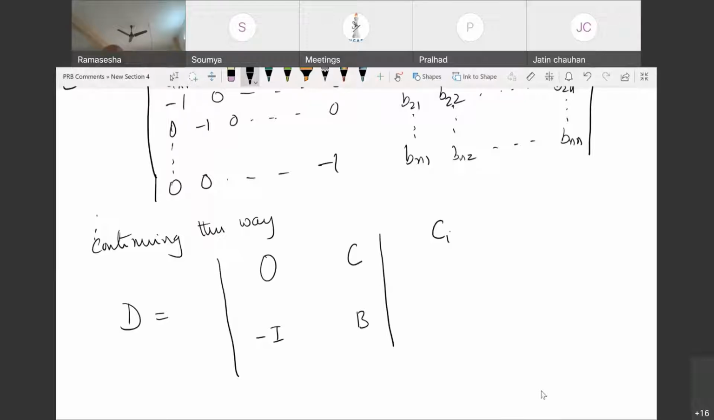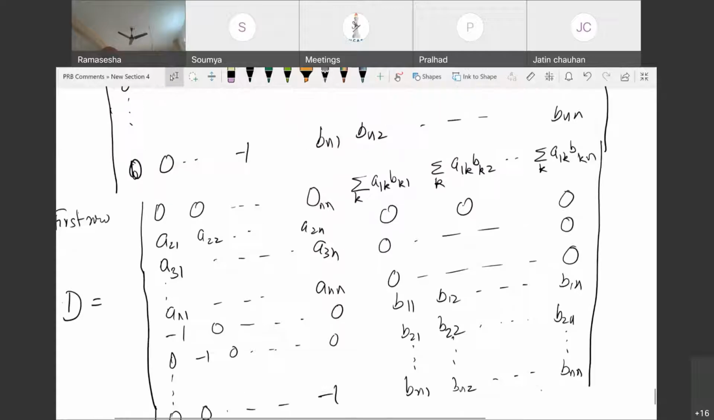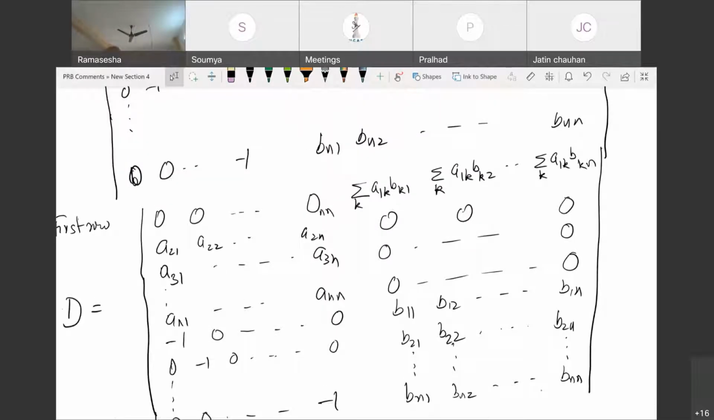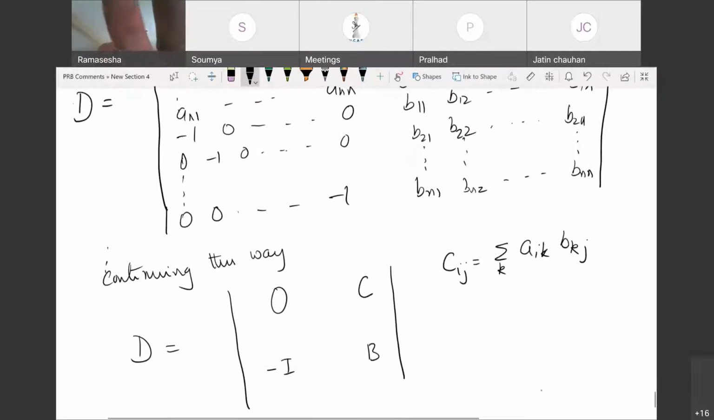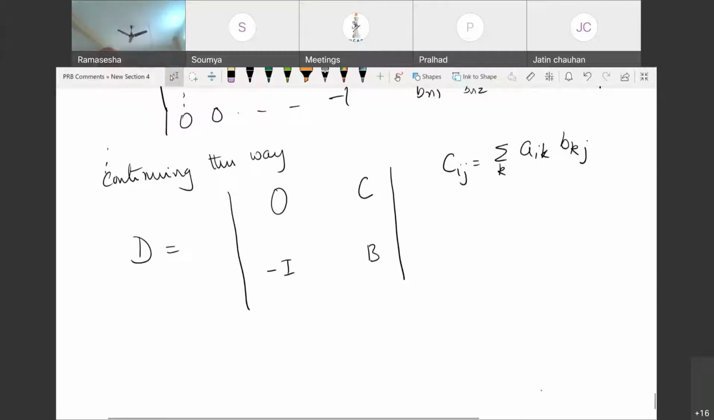Okay, and C has the elements Cij equal to sigma over k, Aik, Bkj. Exactly as you will see in the first row. So in the first row, you are seeing that, right? C11 was sigma over k, A1k, Bk1. C12 was sigma over k, A1k, Bk2, etc. C1n was sigma over k, A1k, Bkn. So that is the product of the two matrices, A and B, or the product of the two determinants, A and B.